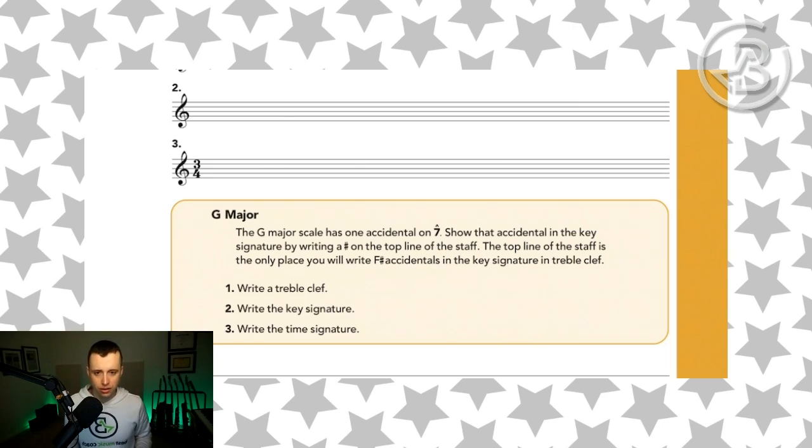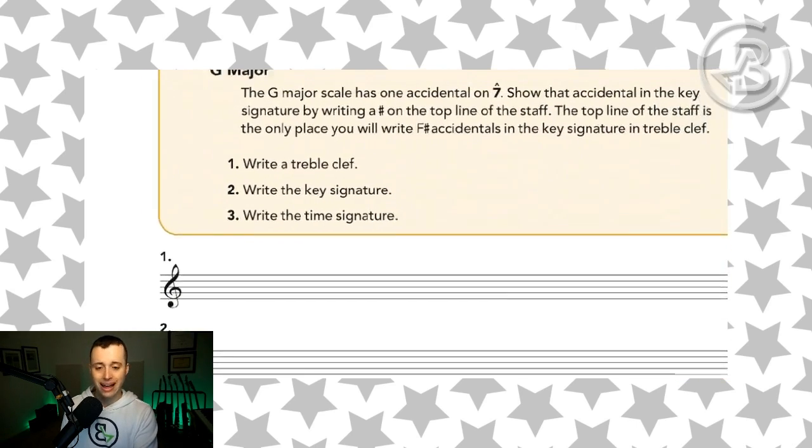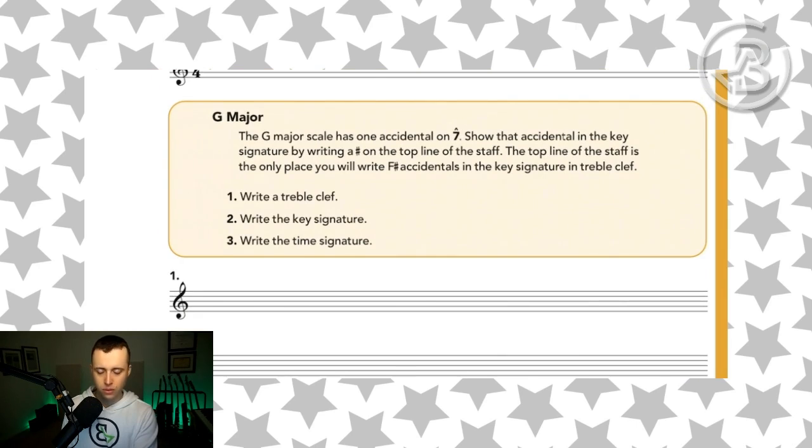And the reason we need to do something is because if we think about all the notes in a G major scale, that's G, A, B, C, D, E, and F sharp, we need to show that there's an F sharp in the major scale for the key signature. So because the G major scale has an accidental on scale degree 7, we're going to show that accidental in the key signature. Now remember, the only place you are ever going to write an F sharp accidental in a key signature is on line 5.